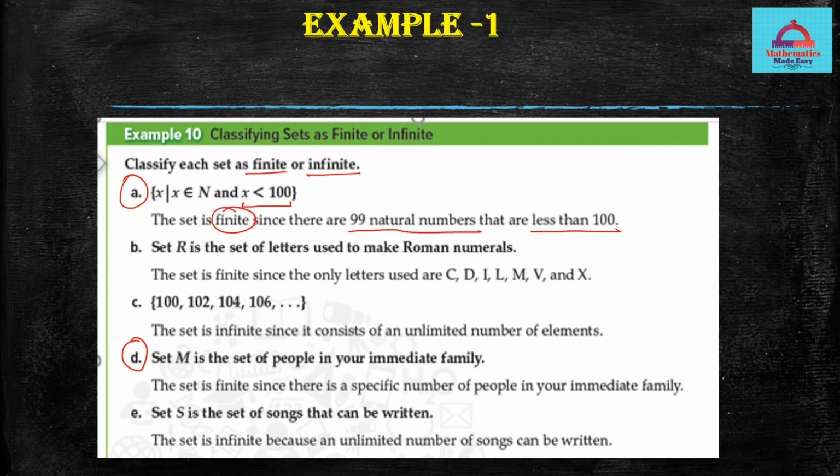Let's see the D part also. Here the set is defined in the descriptive form, in the form of this sentence, that it is the set of people in your immediate family. So obviously when it comes to your family, you have different family members and you can count them. So this set is going to be a finite set, as you will have some specific number. It may be 5, 10, 15, whatever, but in your immediate family you are going to have a countable number of members, or a finite number. So that is all about the examples on finite and infinite sets.